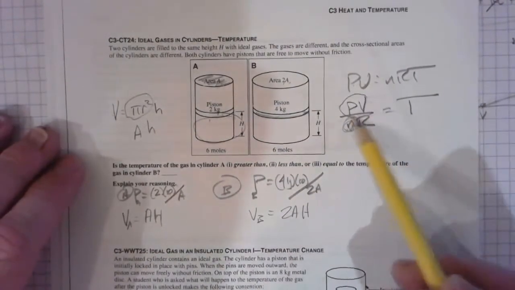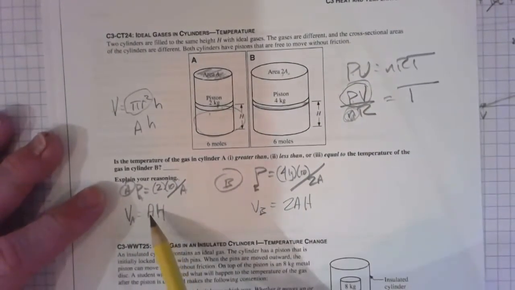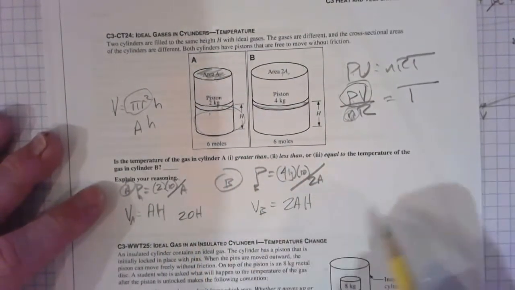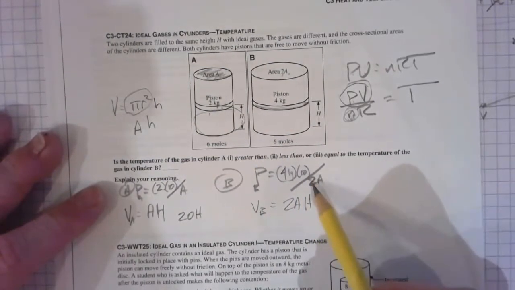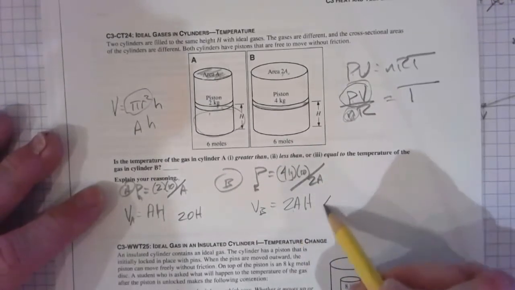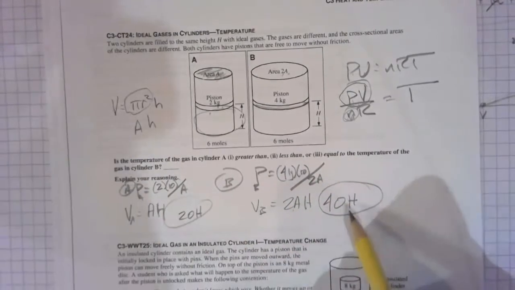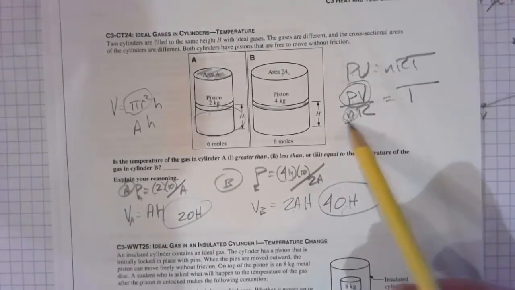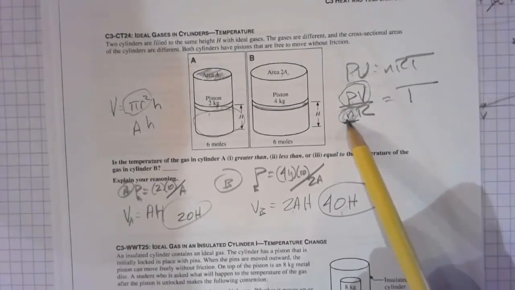All right, so I'm going to look at PV for each. That would be 20 over A times A times H, so it's going to be 20H. And this is going to be 40 over 2A times 2A H, and it's going to cancel out these two, so this is going to be 40H. So PV for B is larger. And so I'm a little skeptical. I'm not skeptical, I'm a little bit worried about number of moles.